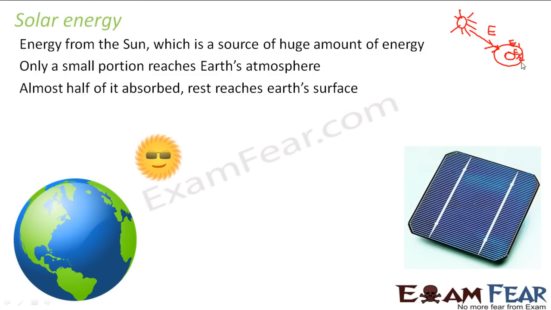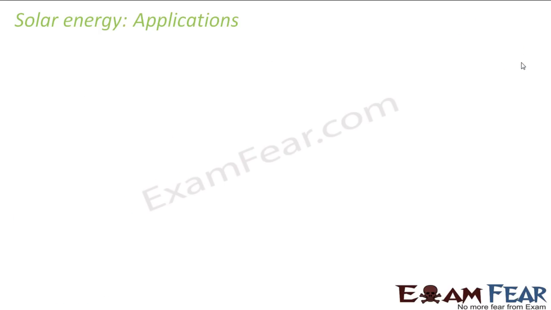But even this small amount of energy can be utilized in many different ways. We can make use of this energy by converting it into some other form of energy which is helpful to us. That other form is nothing but electrical energy, because electricity is in high demand these days. So now we will see how we convert solar energy into electrical energy. Let us look at some of the applications of solar energy.